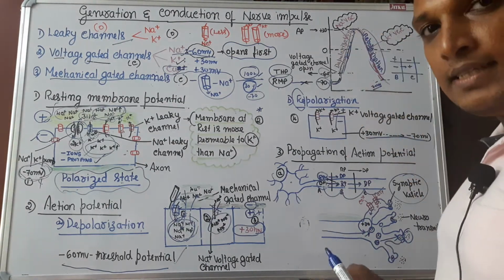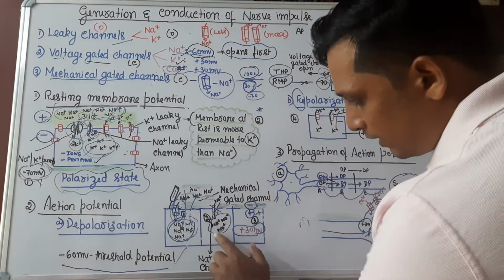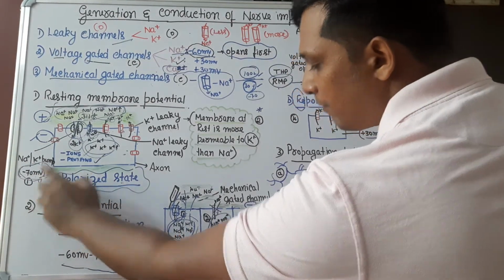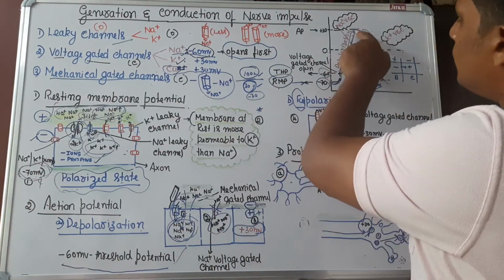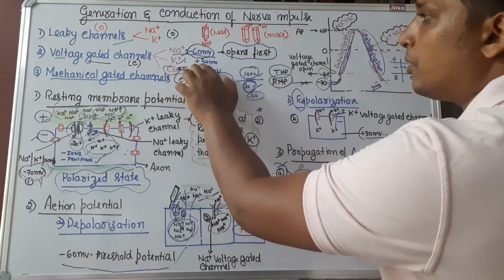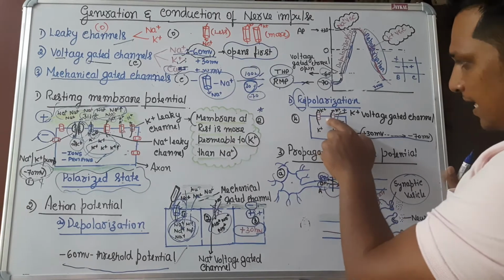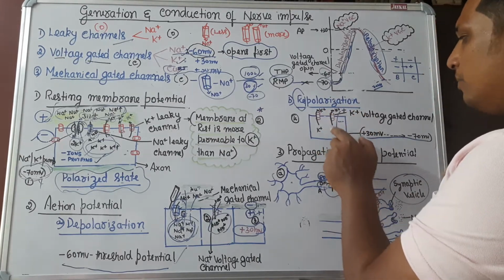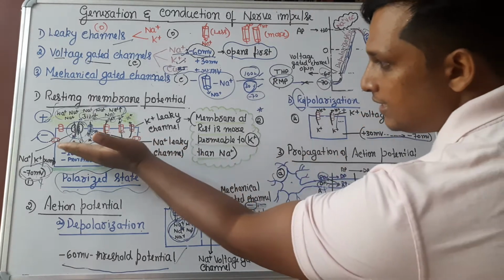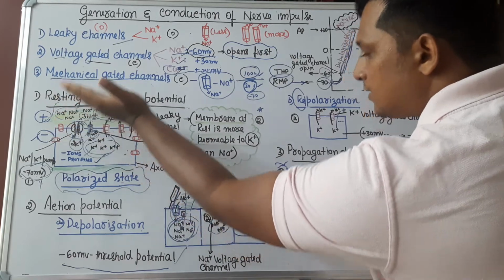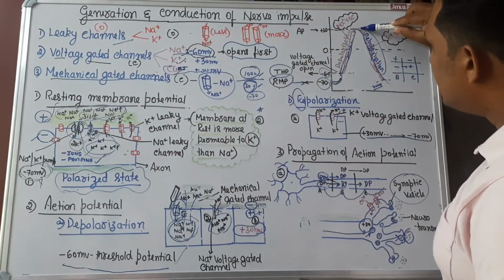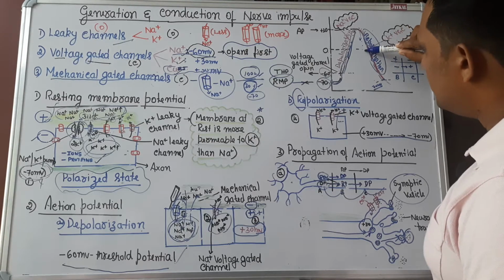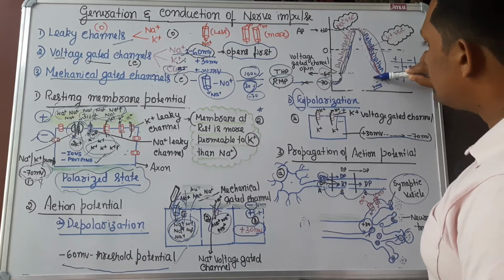When plus 30 millivolt is reached, what are the changes that occurred? Let us understand. First, when threshold potential of minus 60 millivolt is reached, the sodium potassium pump has stopped, because the sodium potassium pump can work only at minus 70 millivolt. Second, when plus 30 millivolt is reached, one more channel opens, that is the potassium voltage gated channel. I have shown potassium is more inside, so potassium ions start moving from inside to the outside. Since the interior of the axon is losing positively charged ions, positivity keeps on decreasing: plus 20, plus 10, 0, minus 10, minus 20, minus 30, minus 70.